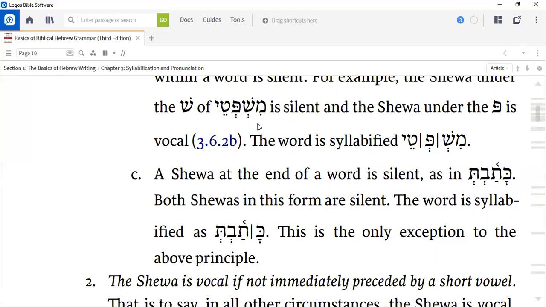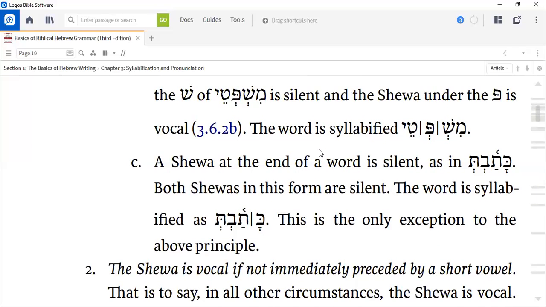Accents, like the stress in a word, never land on a schwa. If it does, then the schwa changes to another vowel. But when there are two schwas next to each other, it is very nice and helpful just to know that the first one is always silent and the second one is always pronounced, unless it's this one exception here. So this would be mishpete, mishpete. So pe, pe, that would be your vocal schwa.